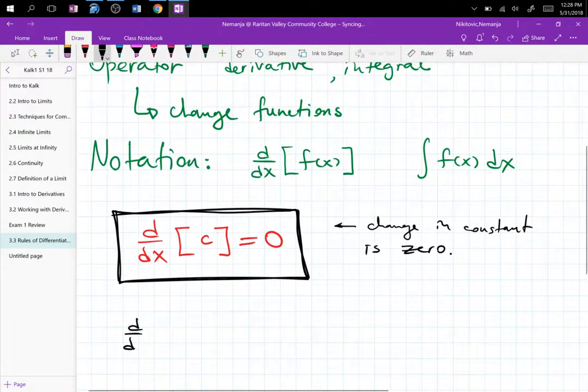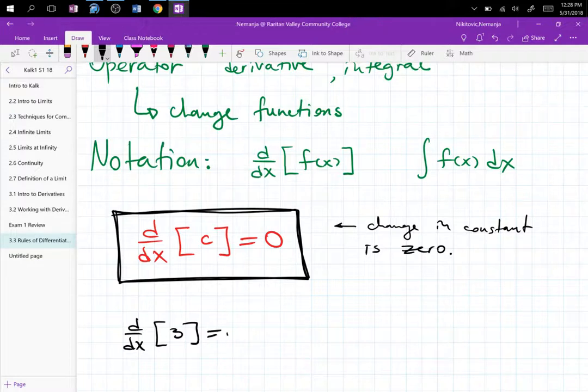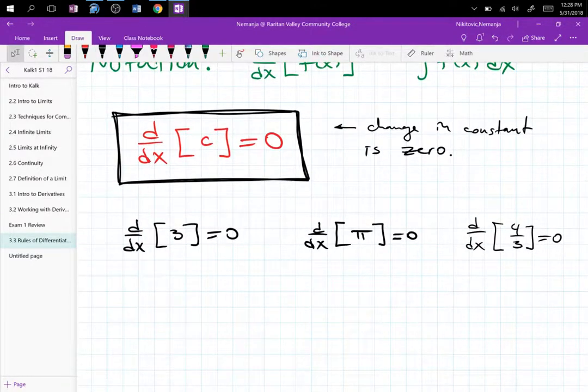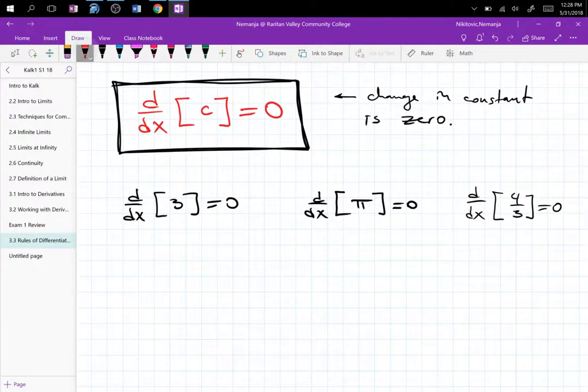Example: the derivative of 3 is 0. The derivative of pi is 0, and so on. So anything you can come up with, the derivative of 4/3 is 0. So if you are taking the derivative of a constant, it's 0, because each one of these will graph as a horizontal line. There is no change in a horizontal line. Therefore, the derivative is 0, because derivatives measure the change. So that's our first rule, and the first rule states that the derivative of a constant is 0.